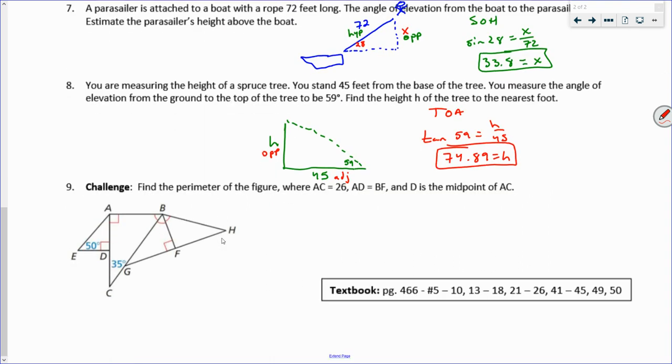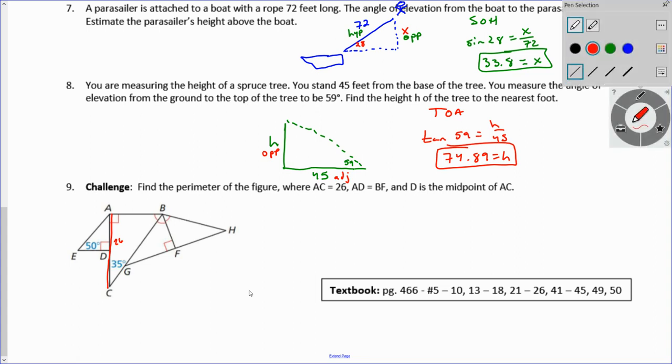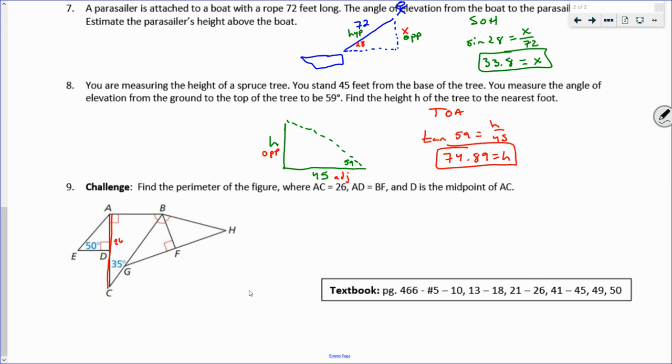All right, let's finish up by looking at this challenge. Find the perimeter. So we need to end up solving for all the sides. Let's put in some information here. AC is 26. AD is equal to BF. We're going to need that later. We won't be able to find some things out. So AD is equal to BF.